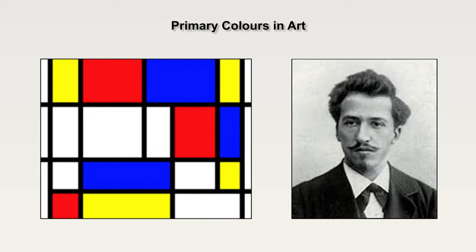This is a work of art by artist Piet Mondrian. One need not explain this to say that primary colors has been used. Piet Mondrian was a Dutch painter during 1906. He was said to be one of the pioneers of modern art.